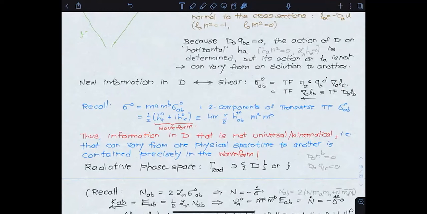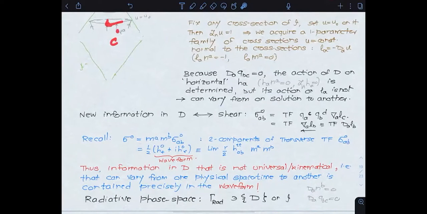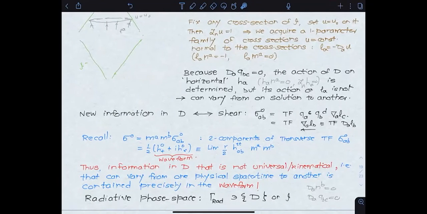Okay, so basically in the d theta direction and d phi direction, we know what D does, but we don't know what D does in the du direction. That's what we don't know. So this L is really a covector.